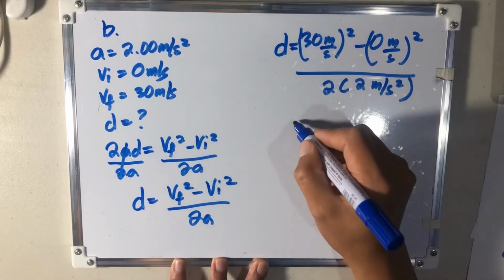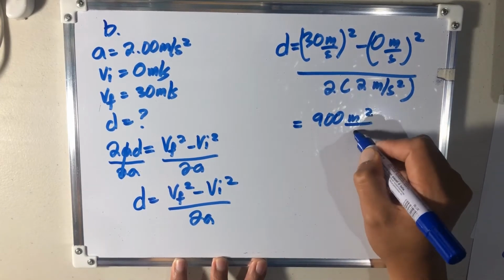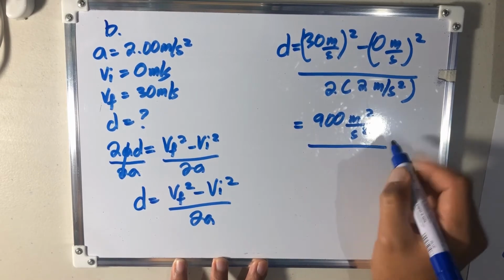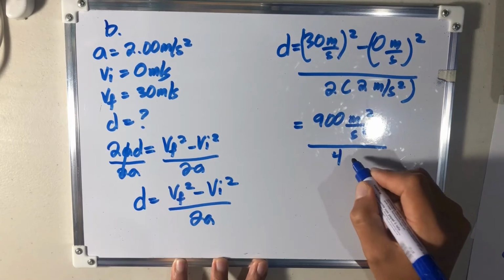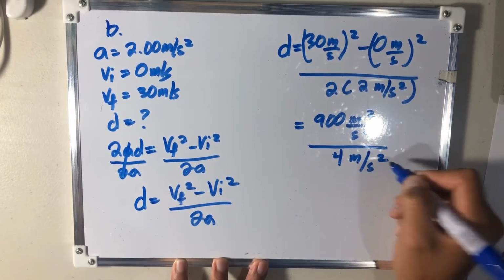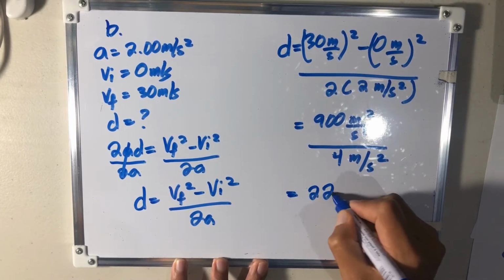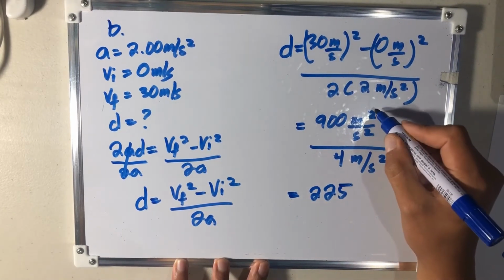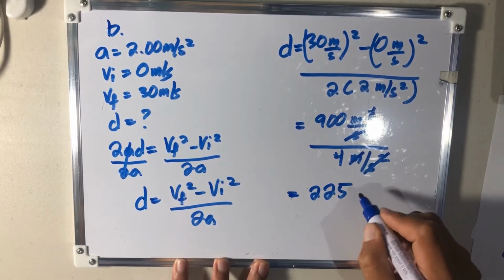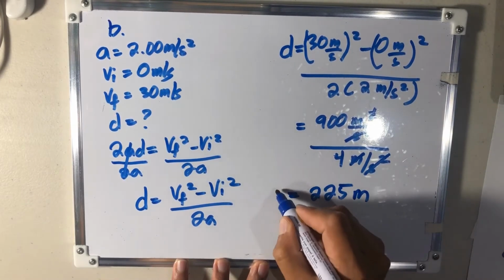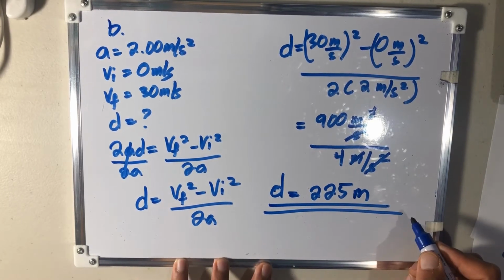So 30 times 30 will give you 900 meters squared all over second squared. Minus 0. And for the denominator, 2 times 2 is 4 meter per second squared. So 900 divided by 4 is 225. The units cancel, so what is left is meter. So the distance is now 225 meters.